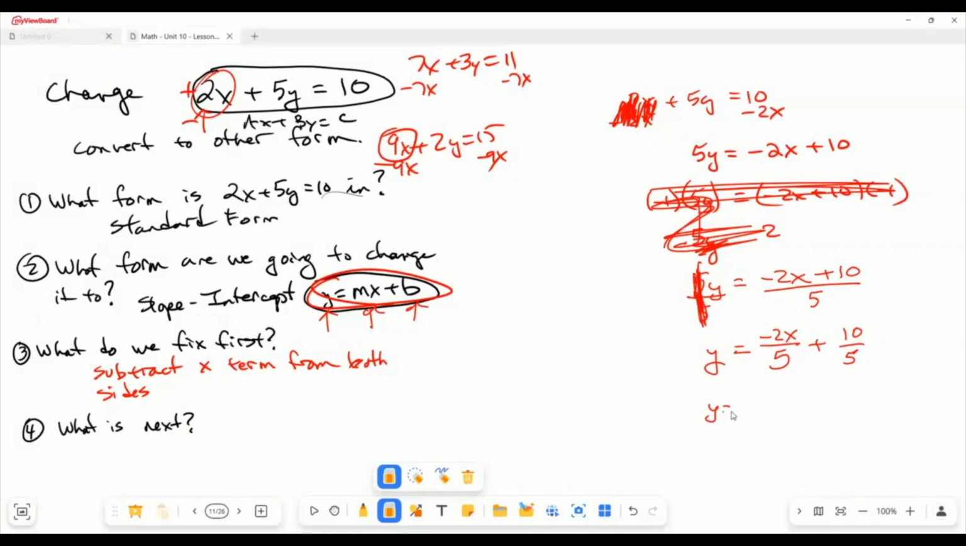Simplify this. So the next step is to divide by the coefficient of the y term so that y is by itself. We divided by 5. 5 was the number in front of y. Now we simplify.